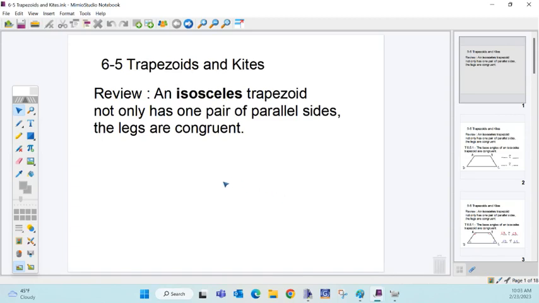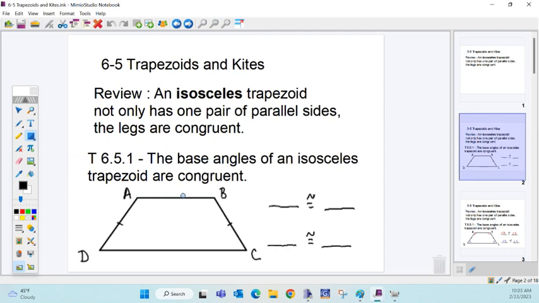We're going to work on the trapezoids and the kites today. I told you that an isosceles trapezoid was a special trapezoid where the legs were the same length. It has one pair of parallel sides and the legs are the same length.